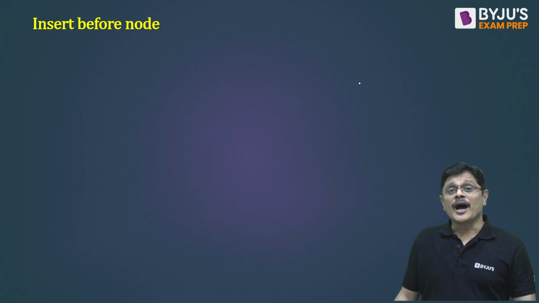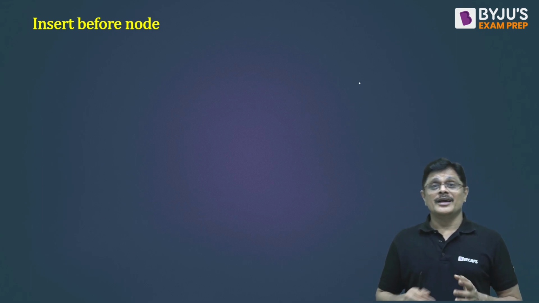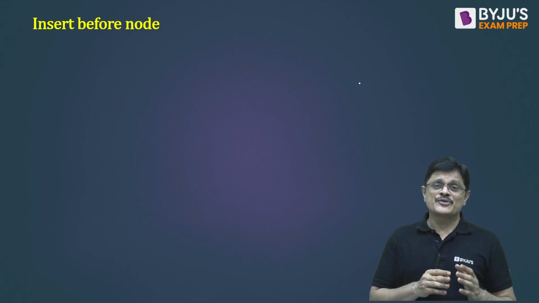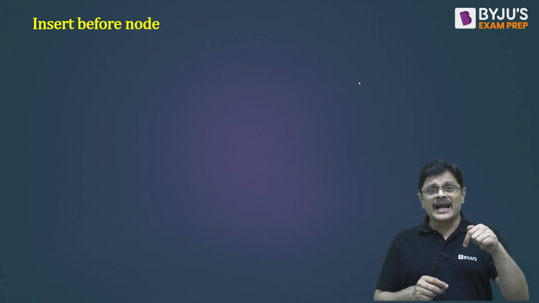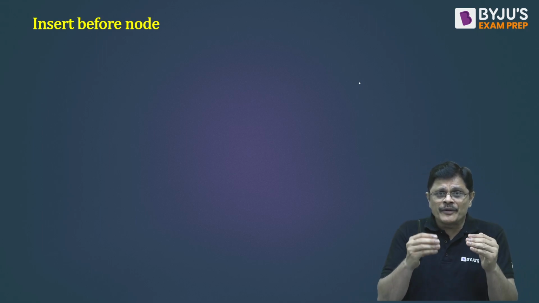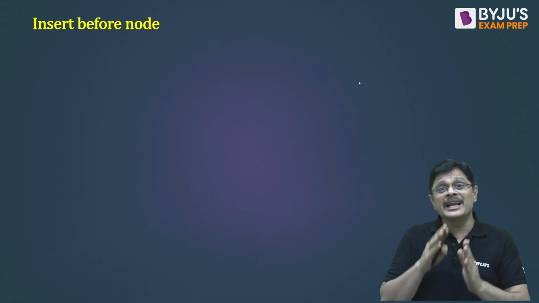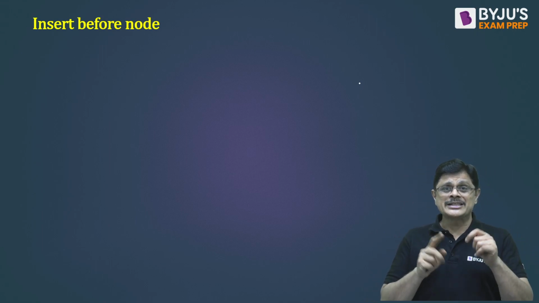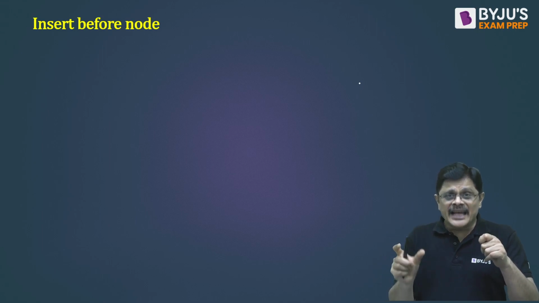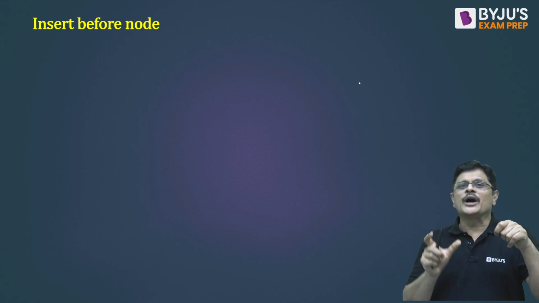Now let us see how to insert before a node. In the previous case, we were inserting after the node, so P data is equal to item. You move, and once it is done, you insert the node. But to insert before the node, you have to compare P link data. Once P link data is the value, then you have to stop. Then you have to insert.